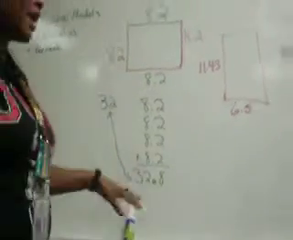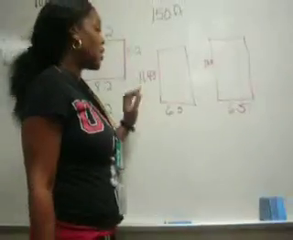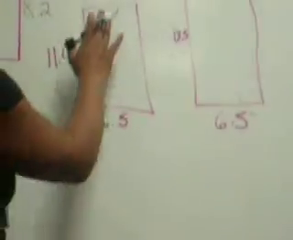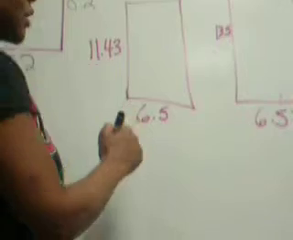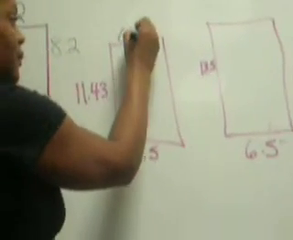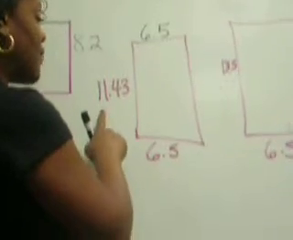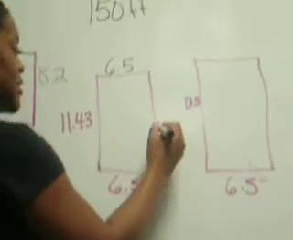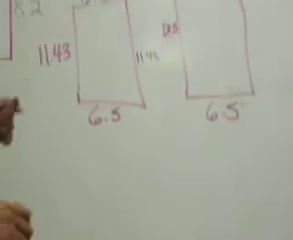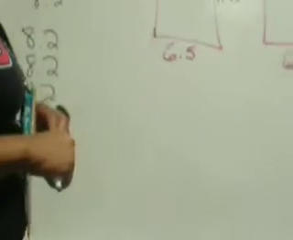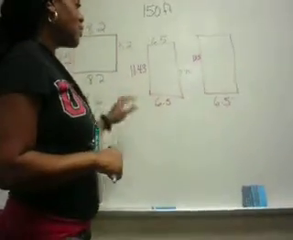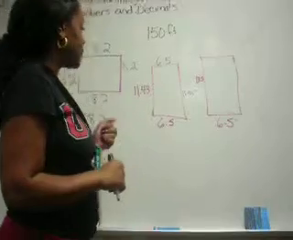But I'm not done. I need to find the perimeter of this rectangular-shaped room right here. So therefore, I know that a rectangle has at least 2 equal sides. So if this is 6 5/10, then this side must be 6 5/10. And therefore, if this is 11 43/100, then this side is 11 43/100. Now, I'm going to take these sides and add them up. But before I add them up, I'm going to estimate what I think the answer might be. I'm going to round this down to 11. So 11 plus 11 is about 22.